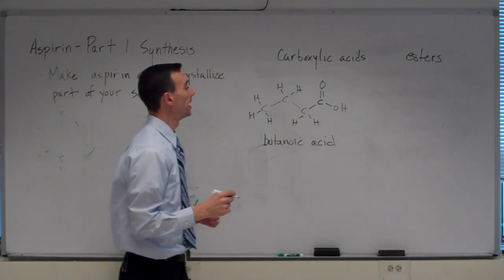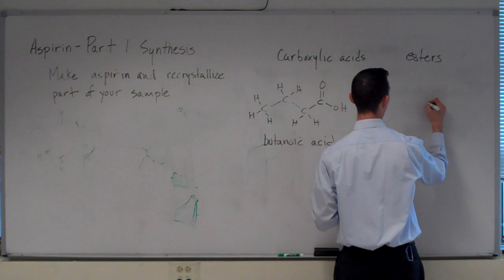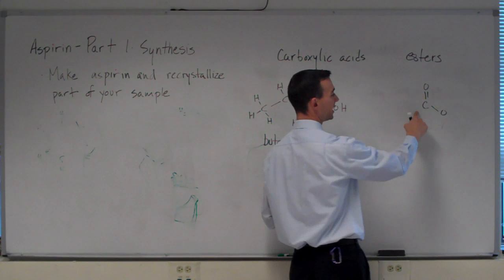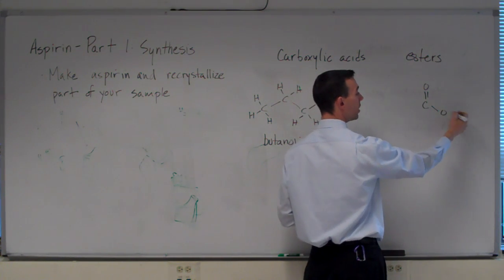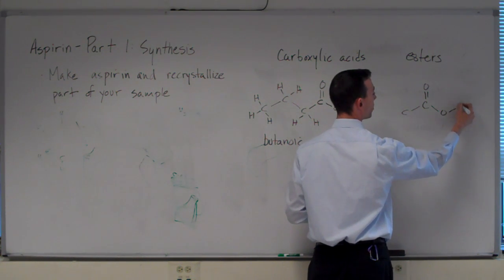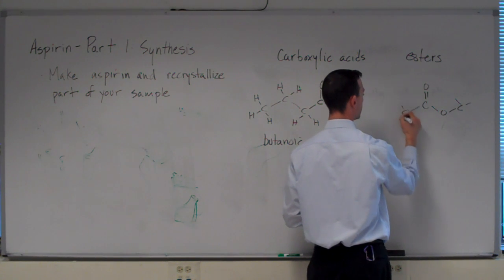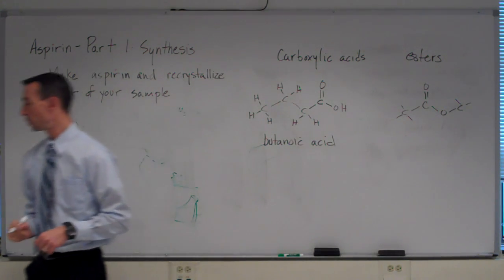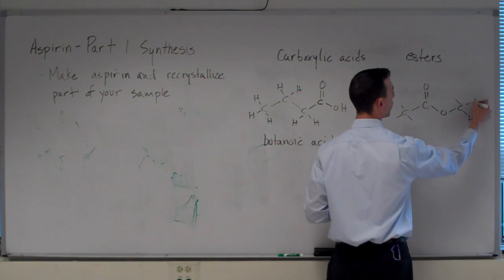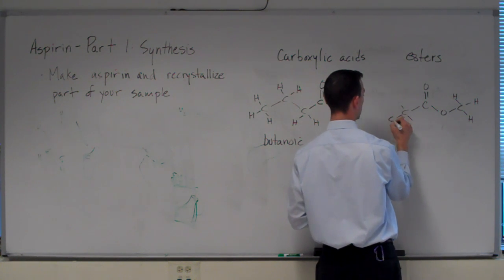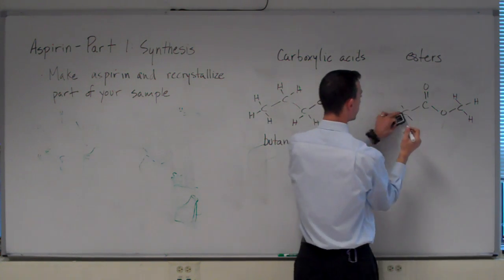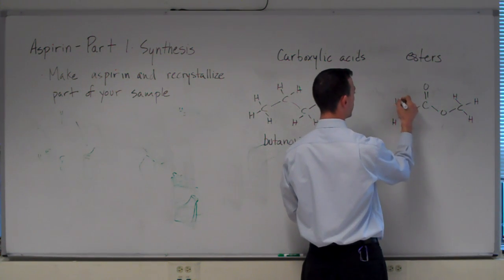An ester would be a compound that has a similar component to the carboxylic acid group. It has the C double bond O and an O, but instead of terminating in an H, it goes on to some other part of the molecule. So for example, we could have a methyl group on one side and then 3 carbons on the other side, 1, 2, 3.